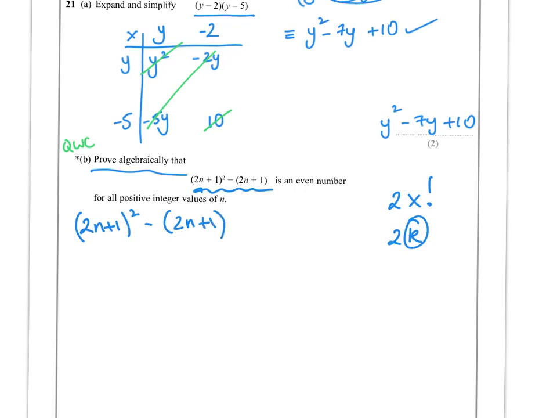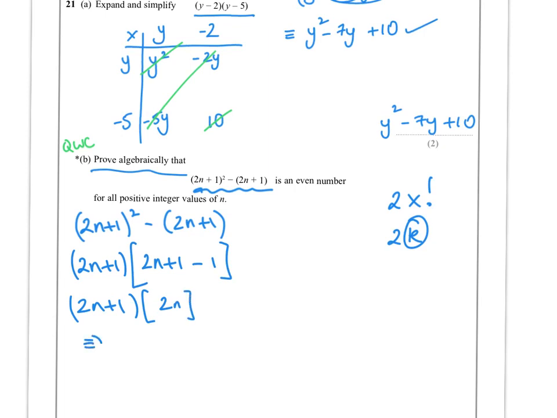Now there's numerous ways of doing this. If your algebra is really good, you can see that 2n plus 1 is a factor, and then you'd have 2n plus 1 minus 1 here, which would give you 2n plus 1 lots of 2n, which is the same as 2 lots of 2n plus 1 times n, which is 2 lots of something. That something being 2n plus 1 lots of n.